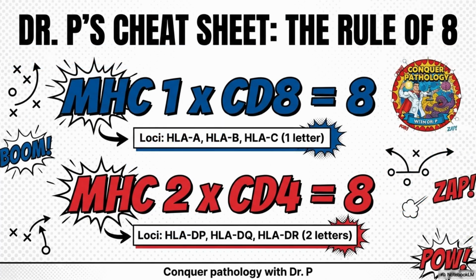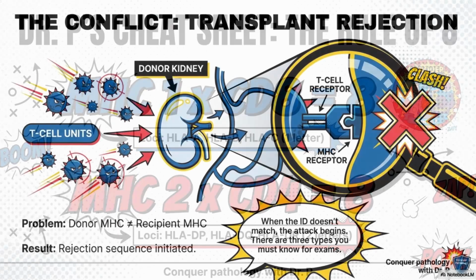This is how you memorize it instantly. Dr. P's cheat sheet, the rule of 8. Do the math with me. MHC1 multiplied by CD8 equals 8. Look at the loci. HLA-A, HLA-B, HLA-C all have one letter. So MHC1. MHC2 times CD4 equals 8. Look at the loci. HLA-DP, HLA-DQ, HLA-DR all have two letters. Never forget it.